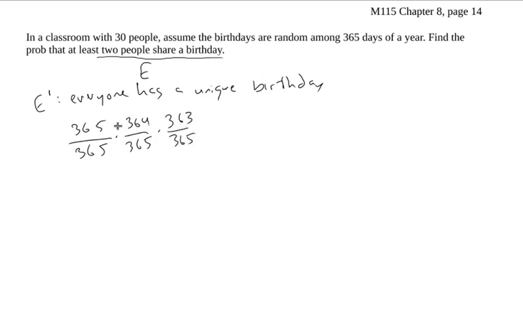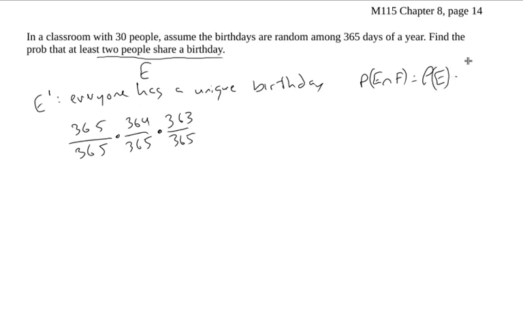Now I'm multiplying these together, which does deserve a little bit of discussion. This is essentially the multiplication principle, with conditional probabilities. The probability of E intersect F is equal to the probability of E times the probability of F given E. This is the multiplication that I'm using here.